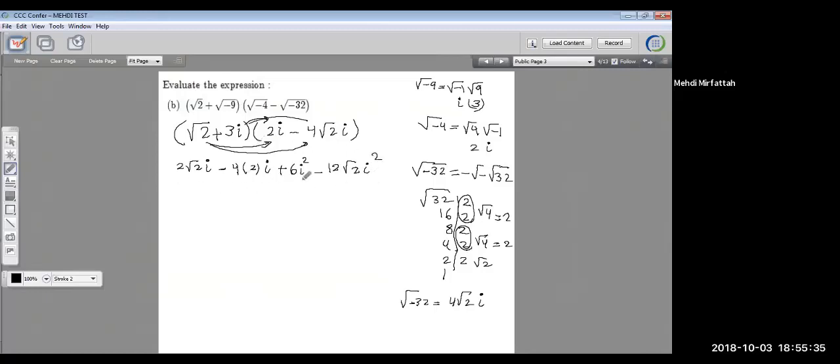Okay, everywhere I see i squared, I'm going to replace it with minus 1. So that would be minus 6. So this would be plus, because it's minus 1, that becomes plus 12 radical 2, because of this minus. Now, that would give me 2 radical 2, that would be 8. This one here would be minus 8i.